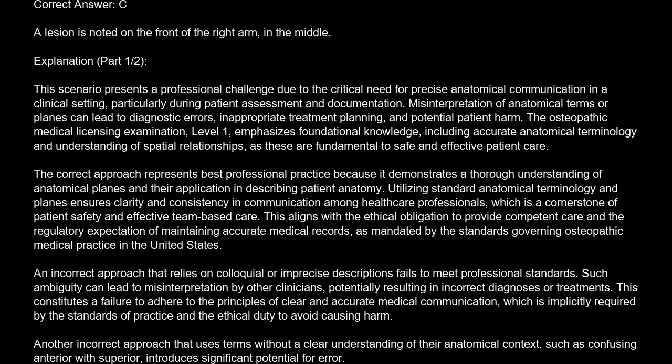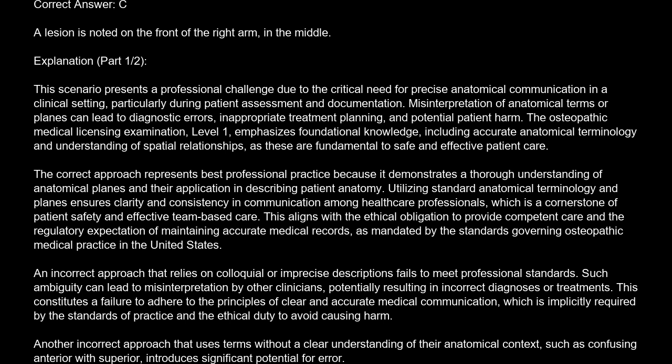The correct answer is C. A lesion is noted on the front of the right arm in the middle. Explanation. This scenario presents a professional challenge due to the critical need for precise anatomical communication in a clinical setting, particularly during patient assessment and documentation. Misinterpretation of anatomical terms or planes can lead to diagnostic errors, inappropriate treatment planning, and potential patient harm. The Osteopathic Medical Licensing Examination, Level 1, emphasizes foundational knowledge, including accurate anatomical terminology and understanding of spatial relationships, as these are fundamental to safe and effective patient care.